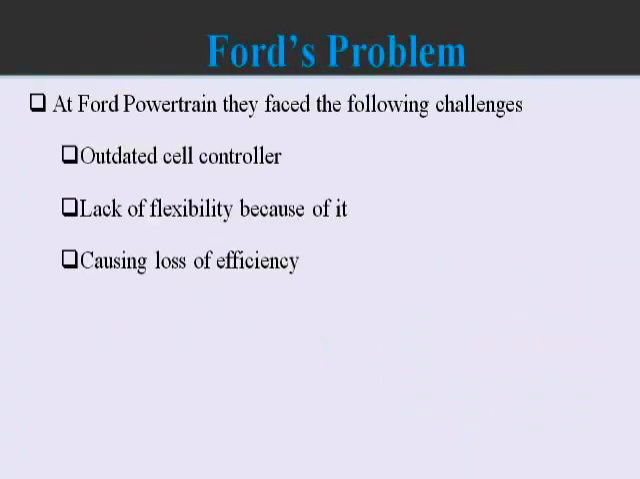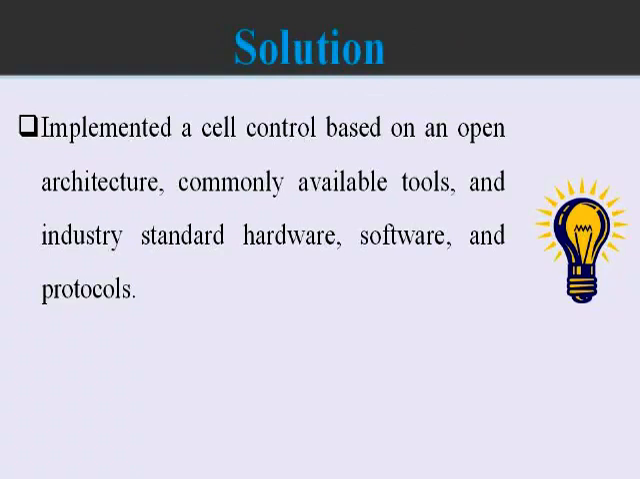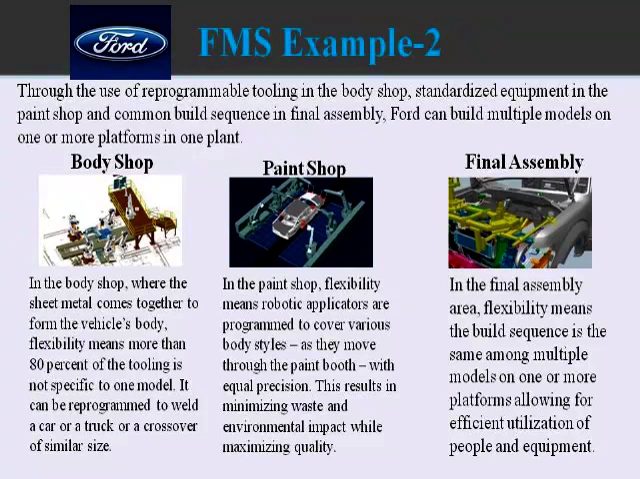At Ford Powertrain, they faced the following challenges: an outdated cell controller and lack of flexibility because of it, causing loss of efficiency. Solution proposed: implemented a cell control based on an open architecture, commonly available tools, and industry standard hardware, software, and protocols. Through the use of reprogrammable tooling in the body shop, standardized equipment in the paint shop, and common build sequence in final assembly, Ford can build multiple models on one or more platforms in one plant.